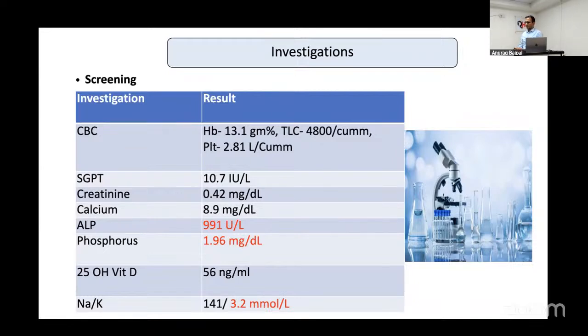ALP is the marker of bone formation. In RTA, the acidosis is there, so bone resorption is there mainly, with no formation. Overall, that's why your turnover is not high. So classically, you are supposed to have a normal amount of ALP. So that is the point going against it. But then this is not a 100% mechanism.